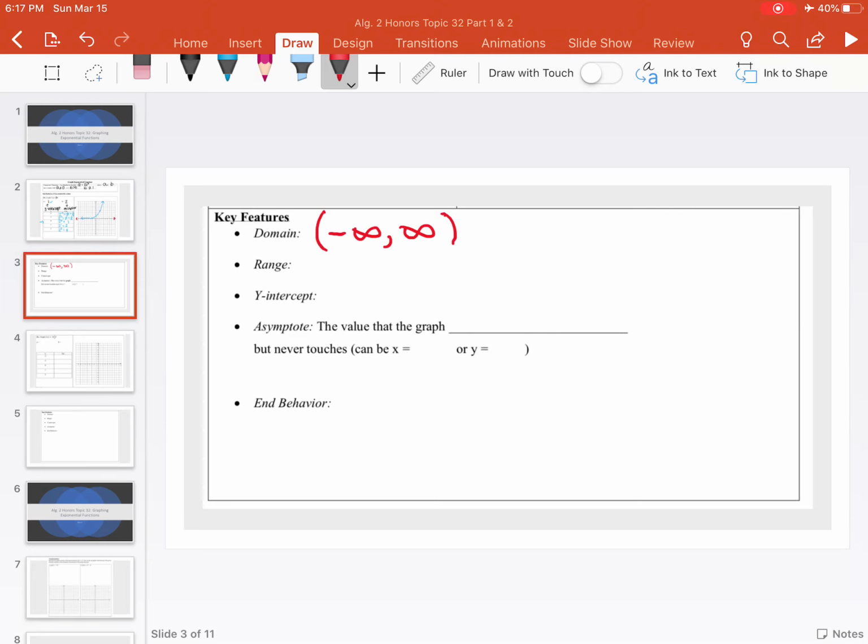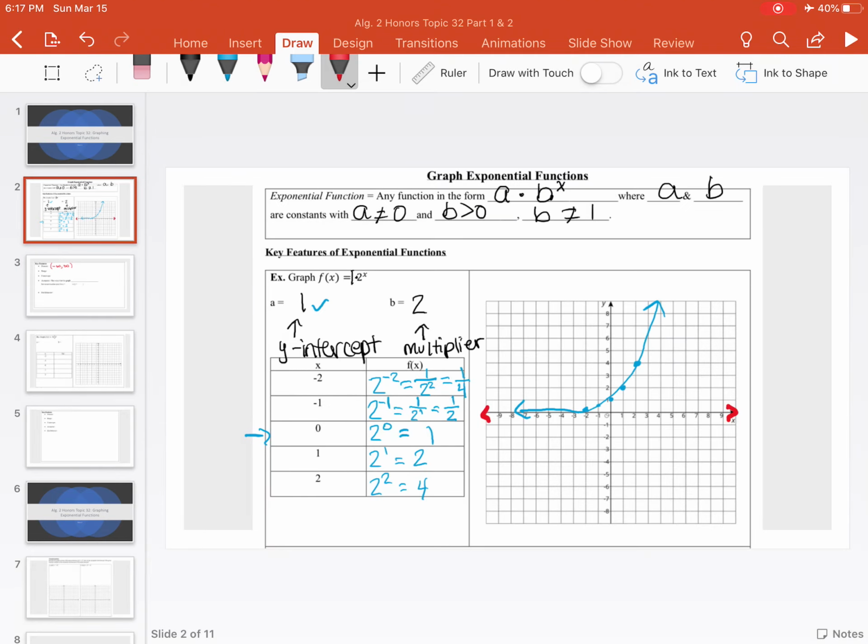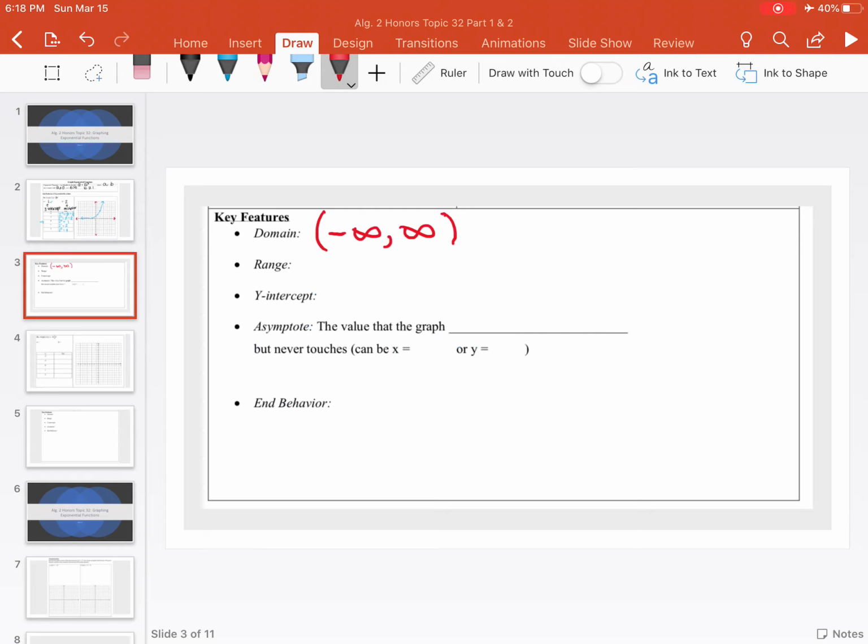If we look at our range, the smallest y value here, again, we're going to look at our y-axis now. The smallest y value here is 0. We don't go below the x-axis. So our smallest y value is going to be 0.